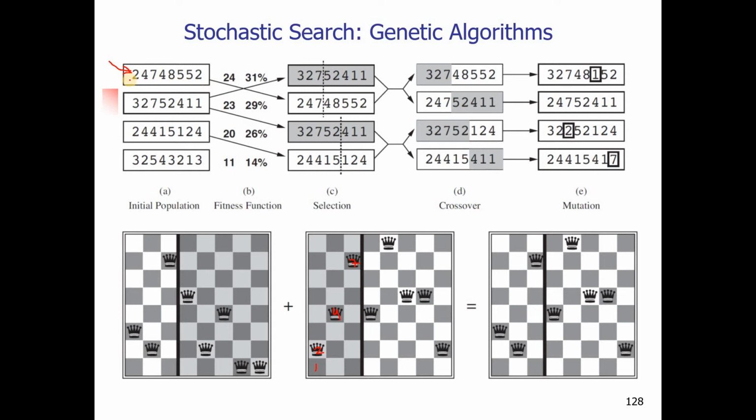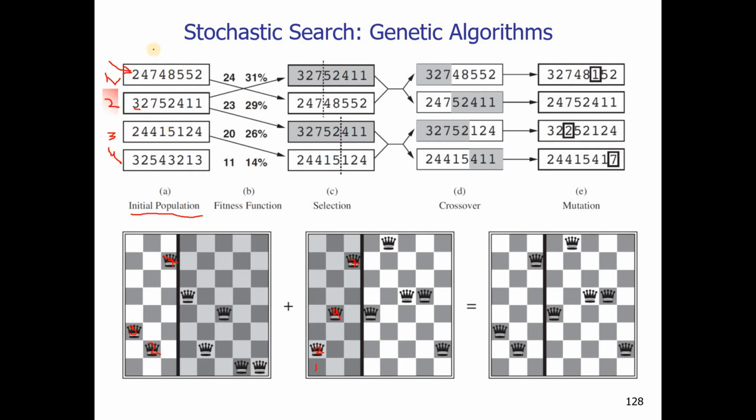Like this, in the initial population, we select 4 different boards. Here you see another board: 3, 2, 7, and so on. So what happens is that for all these boards, we have selected 4 boards over here, or 4 states.